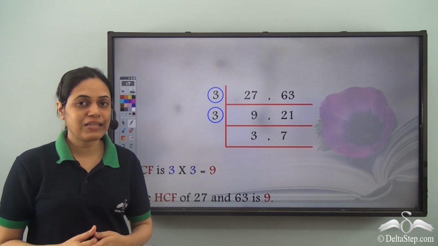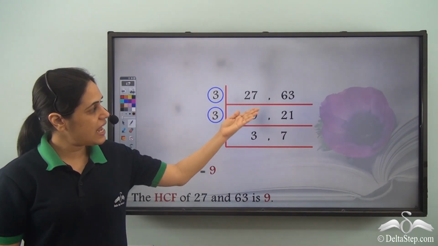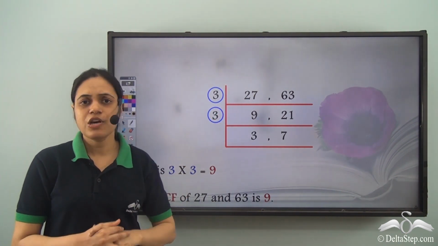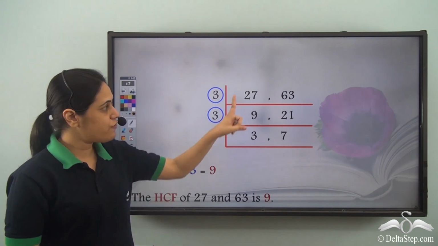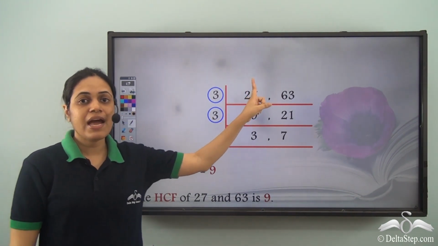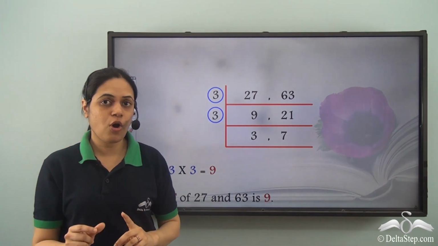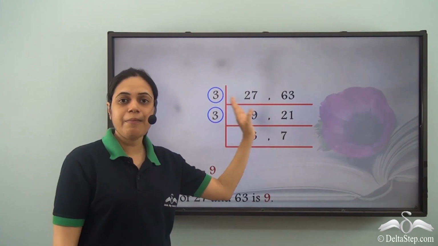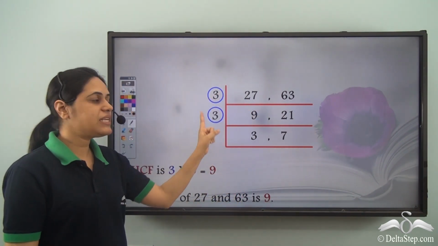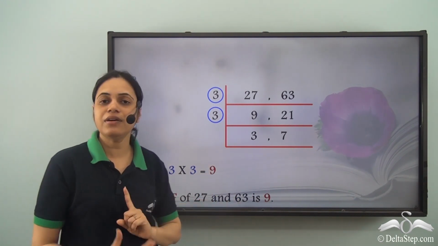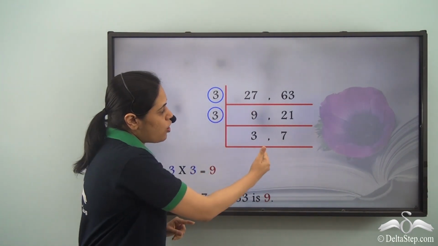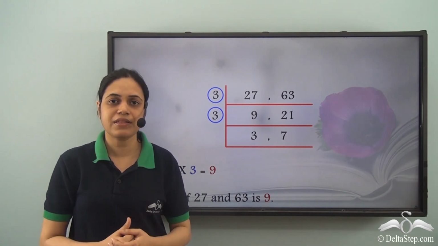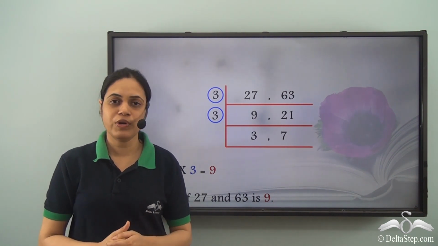So this is how our mathematician has helped us to find an easy way of finding the HCF of two numbers. As you can see, I don't need to find all the prime factors of 27 and 63, then find the common prime factors, then multiply them. I just divide them by their common prime factors and multiply the common prime factors to get the HCF. So a lot of steps are saved and a lot of time is saved, and this is a very easy method to find the HCF of two or more numbers.